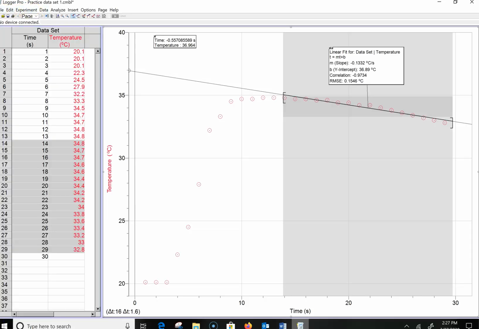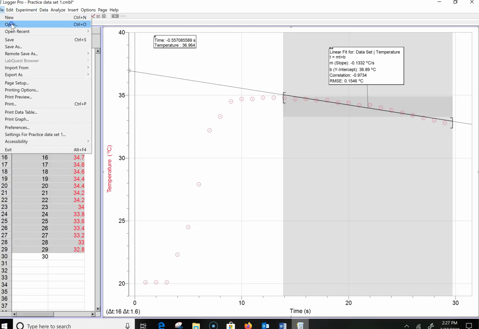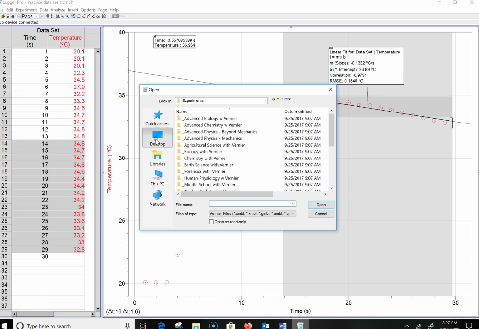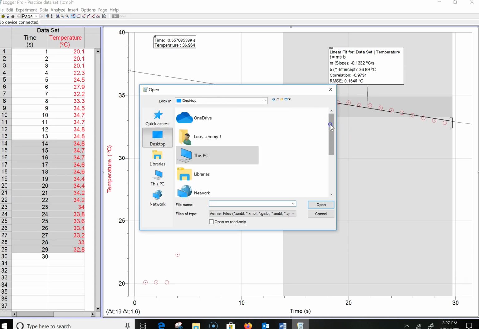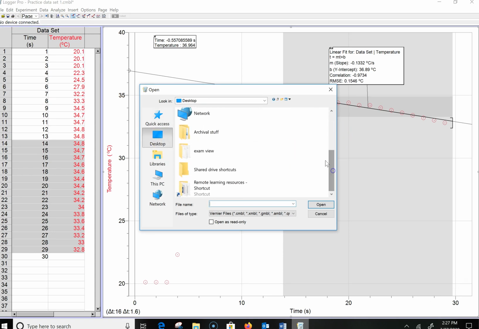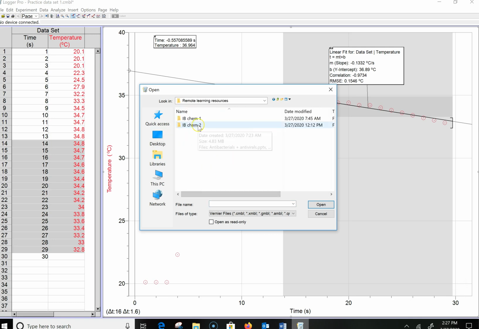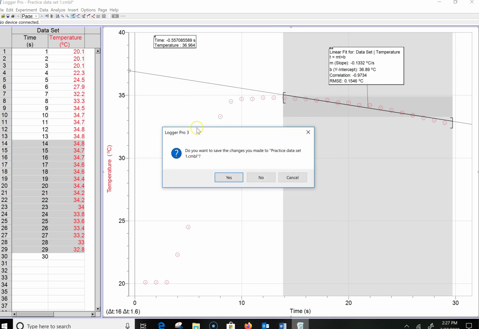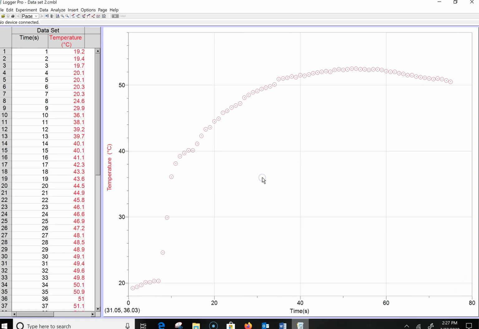My suggestion would be, if you were able to download Loggerpro and get that working, go ahead and open the second data set, play around with it a little bit, and see if you can generate the best fit line that I was showing you before. So this was the first data set. Here's the second data set. No, we're not going to save our changes to that.